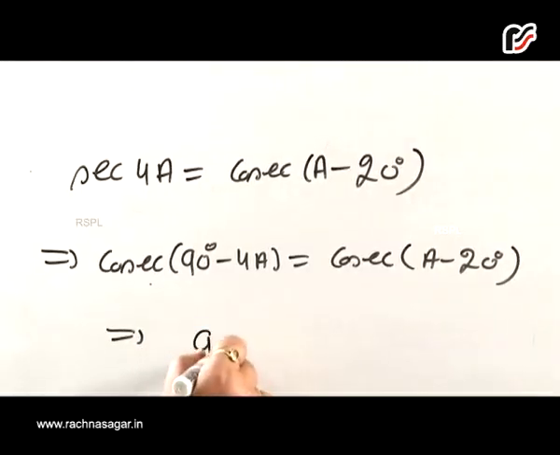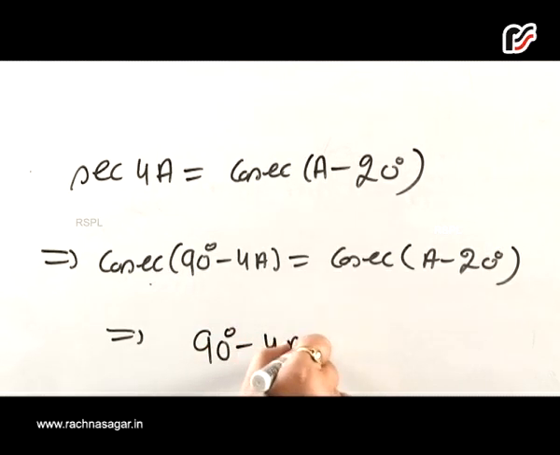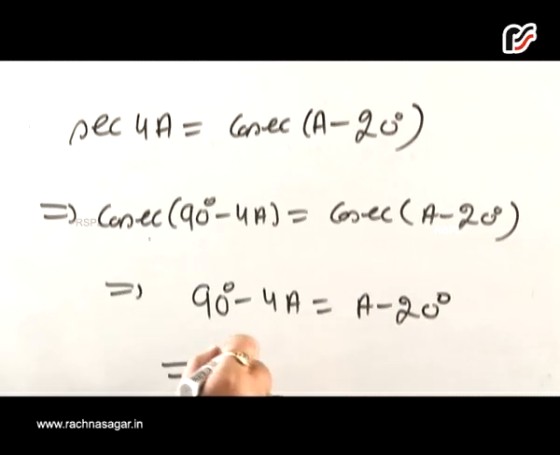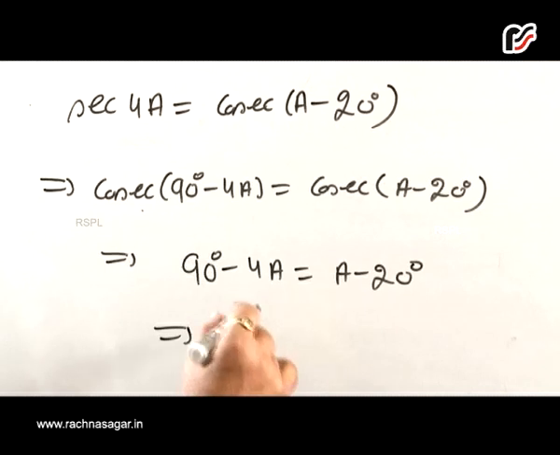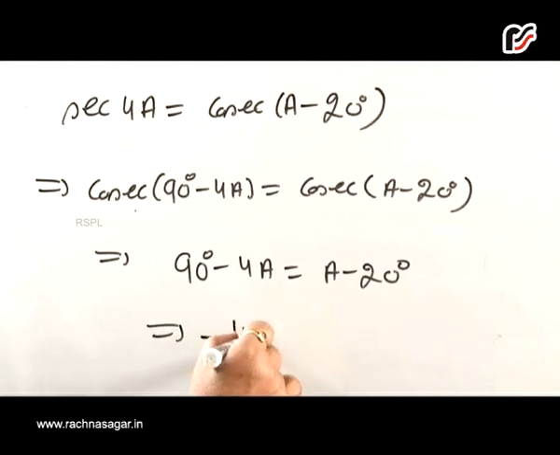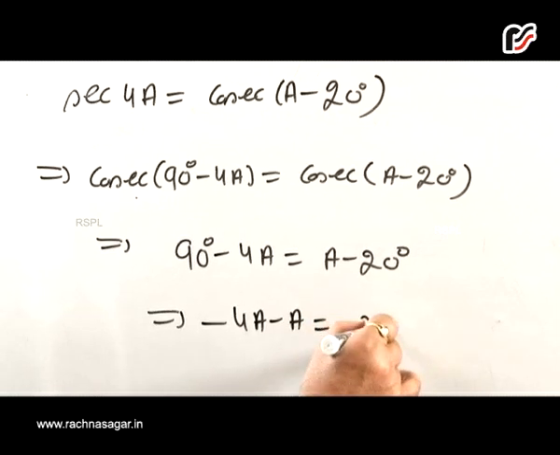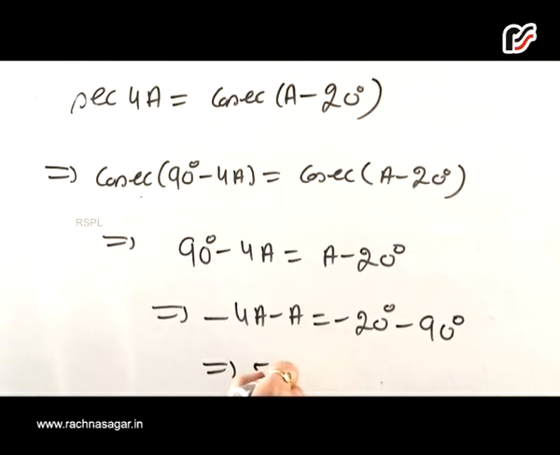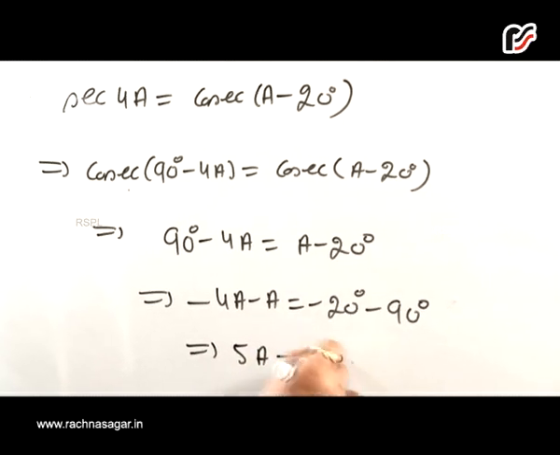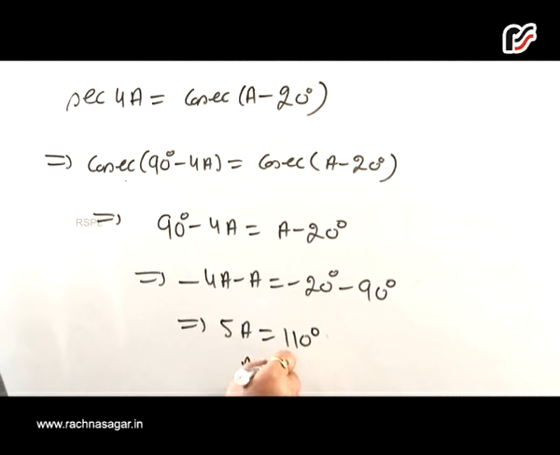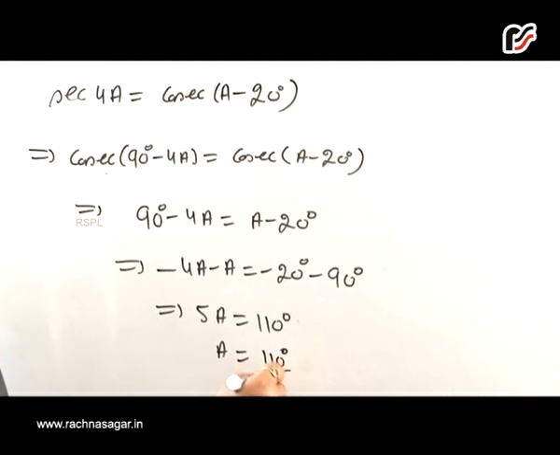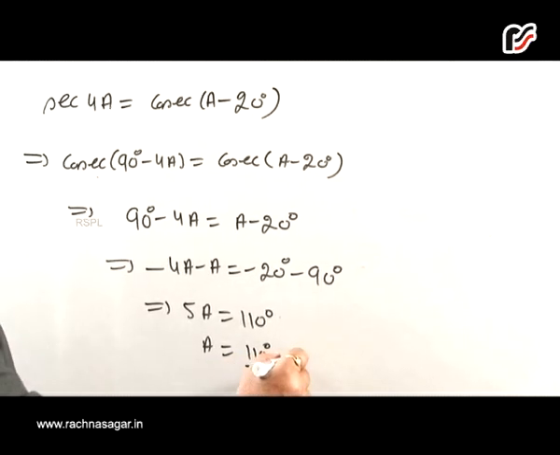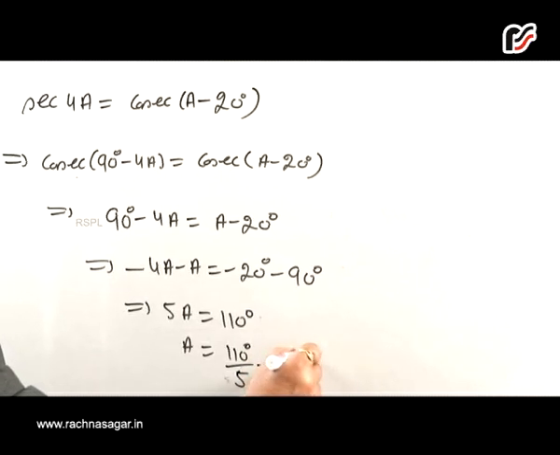So we write 90 minus 4a is equal to a minus 20. This gives you minus 4a minus a equals minus 20 minus 90, that is 5a equals 110 degrees. So a is equal to 110 degrees divided by 5, which equals 22 degrees.